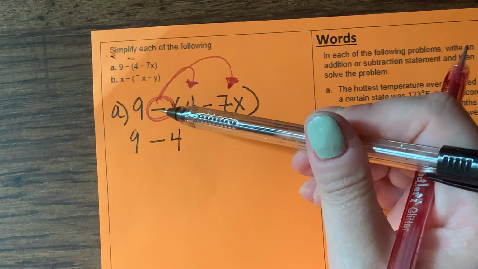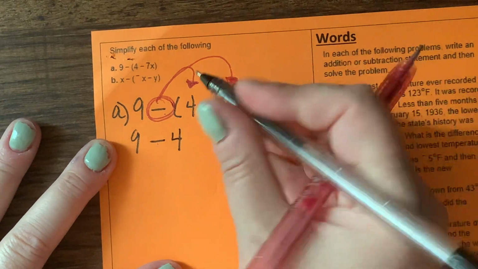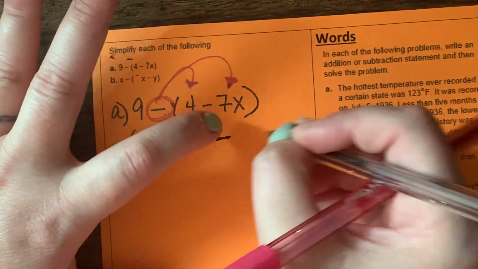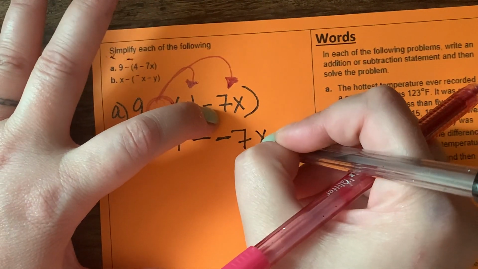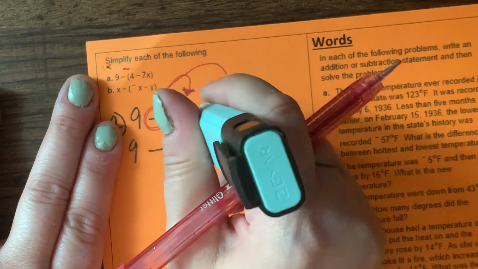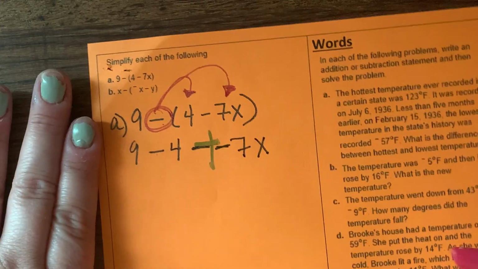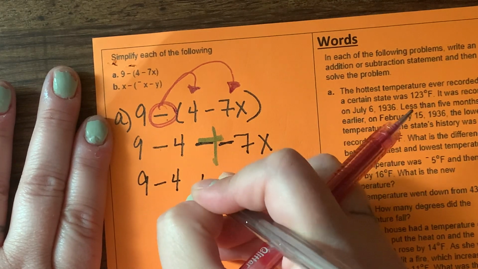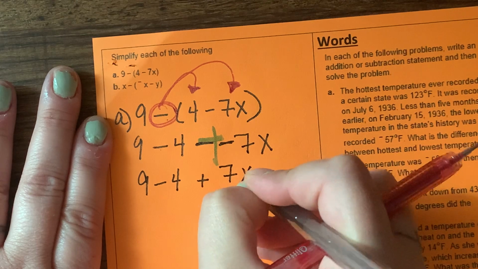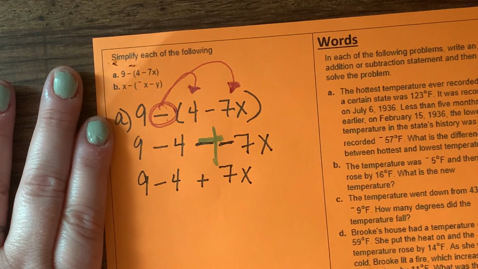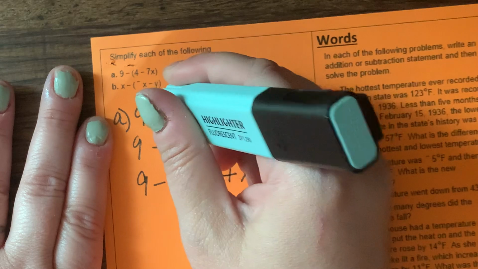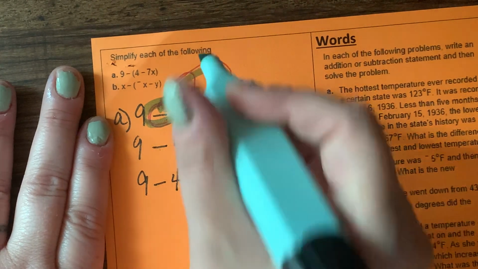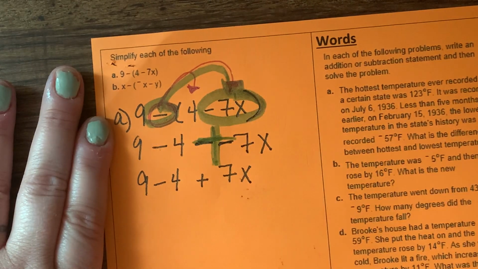Then, when I distribute this negative to this negative 7x, look what happens. A negative from the outside with the negative 7x from the inside. These double negatives make a plus. So we get 9 minus 4 plus 7x. And again, the reason we got that plus is because this negative on the outside, when I distribute it and multiply it with this negative 7x, we get positive.